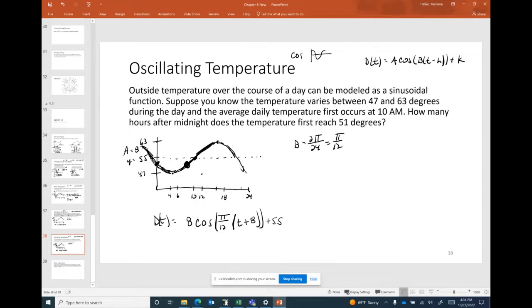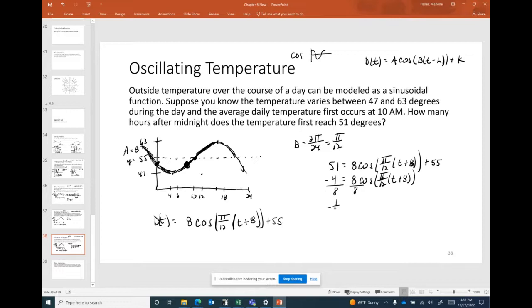I'm going to need to solve the equation, right? I want to say 51 equals 8 times the cosine of pi over 12 times t plus 8, plus 55. All right, and let's solve. We'll subtract that 55 from both sides. So negative 4 is equal to 8 times the cosine of pi over 12 times t plus 8. All right, now let's divide by 8.